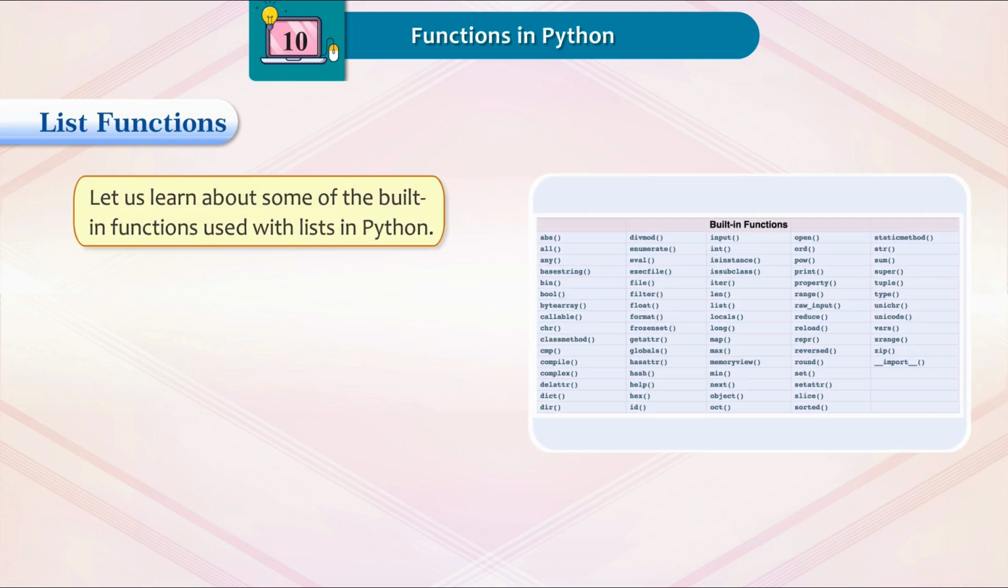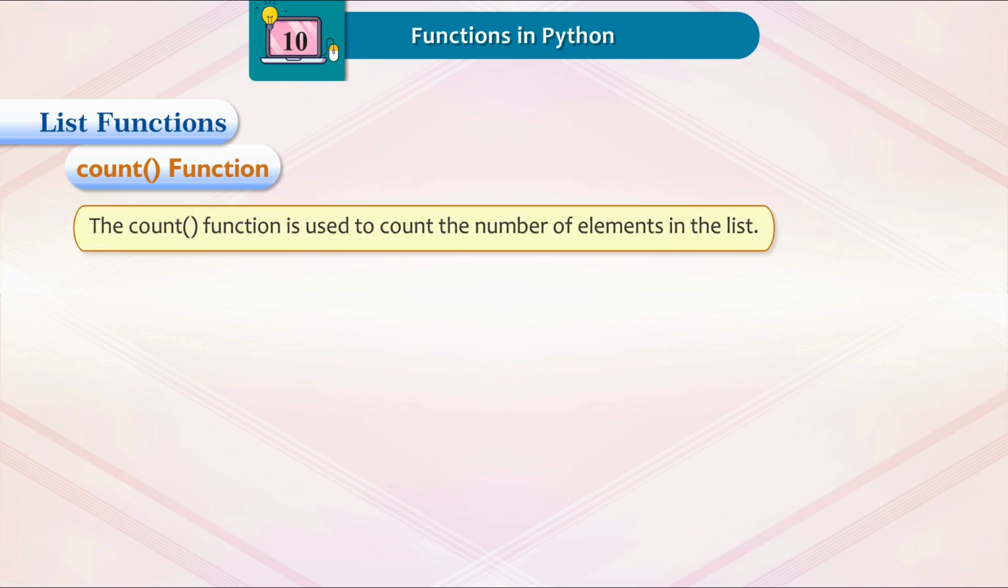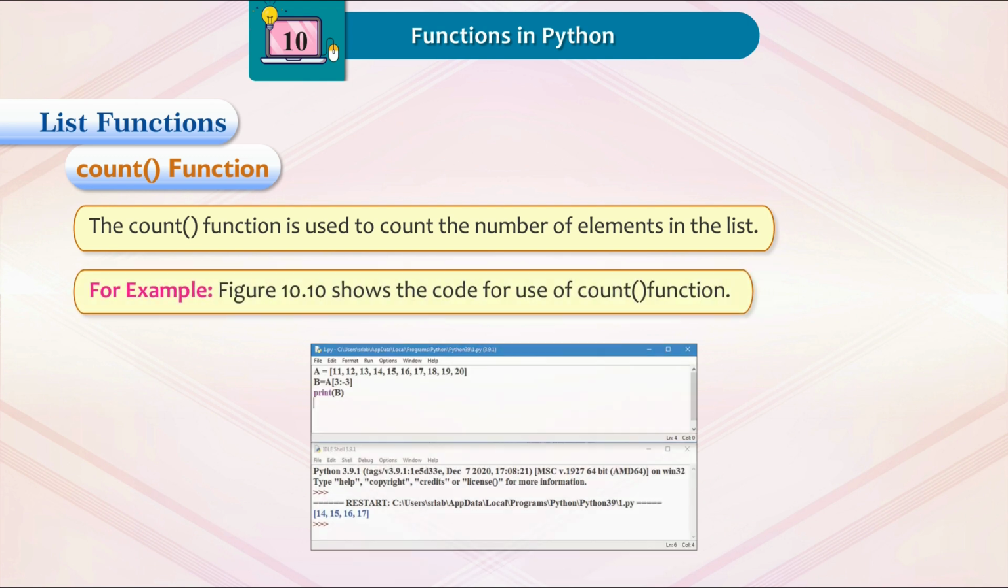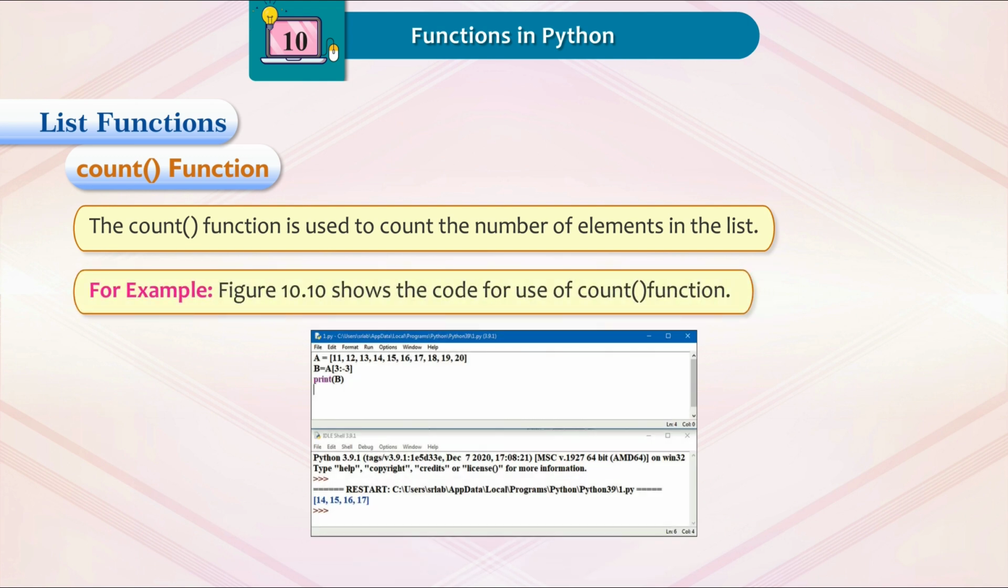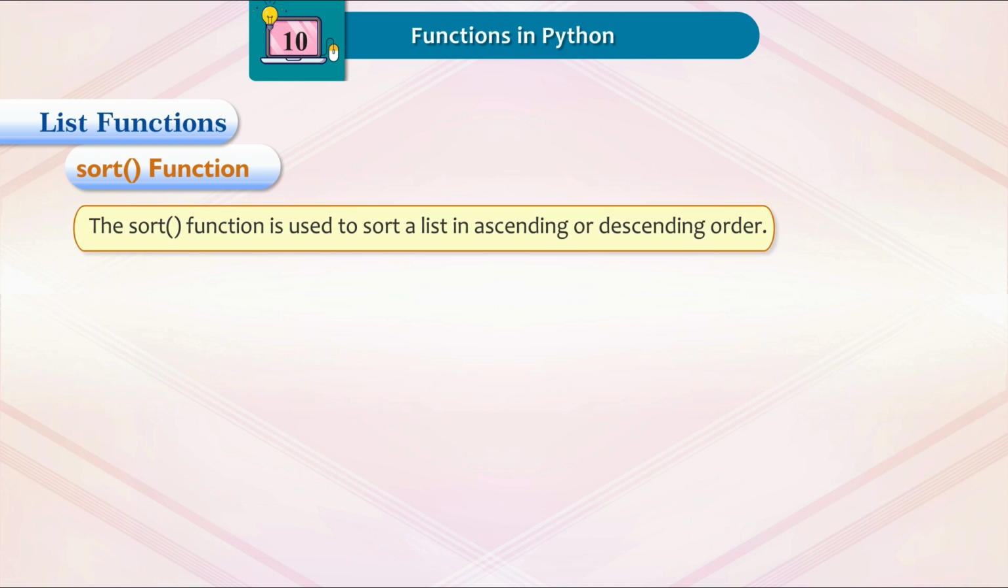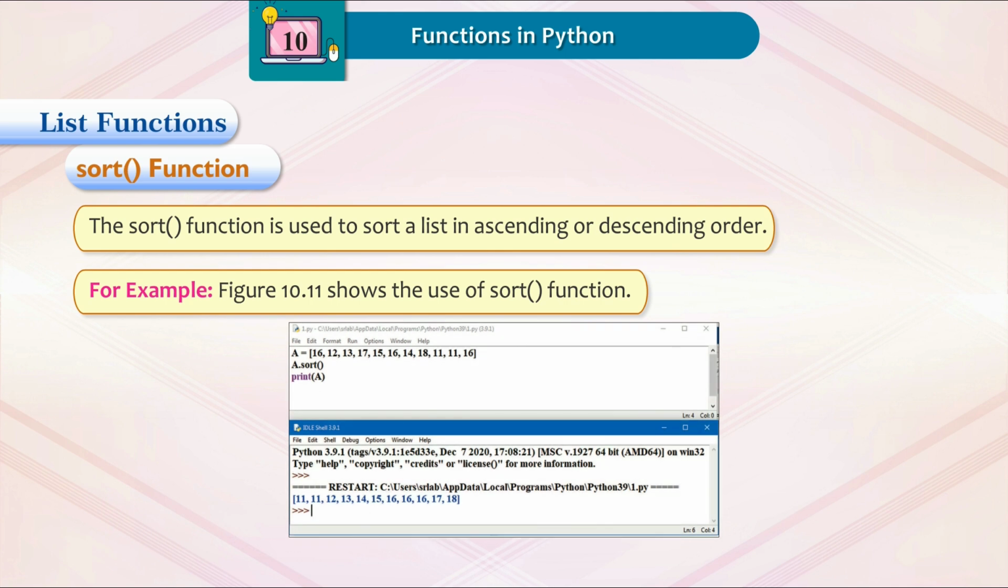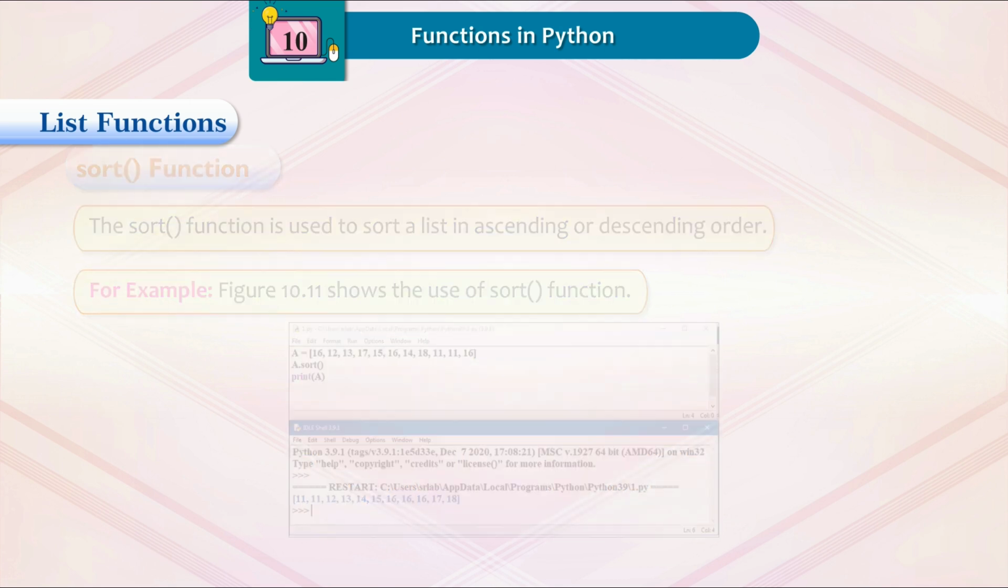List functions. Let us learn about some of the built-in functions used with list in Python. Count function. The count function is used to count the number of elements in the list. For example, figure 10.10 shows the code for use of count function. Sort function. The sort function is used to sort a list in ascending or descending order. For example, figure 10.11 shows the use of sort function.